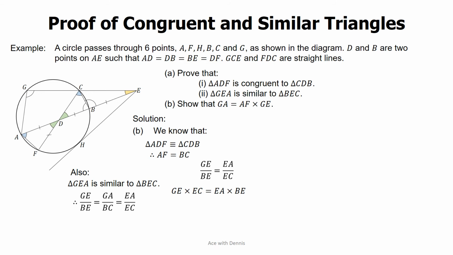And from the given information, AD equals DB equals BE equals DF. The length of EA is 3 units and the length of BE is 1 unit. Therefore, it is 3 units times 1 unit, which gives us GE times EC equals 3 units. From here, EC equals 3 over GE.